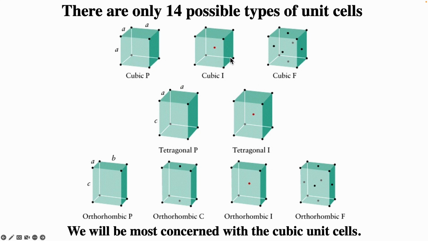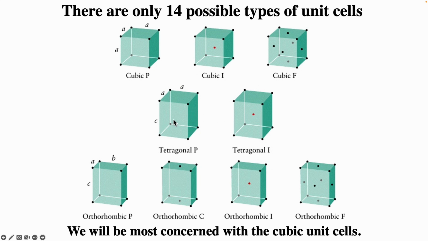This is body center cubic. You have a particle in each corner, then one in the center. And then face center cubic, you have particles on each of the corners, and then each of the faces. But again, each circle can be an atom, an ion, or a molecule. And so for the cubic unit cells, the edges all have exactly the same length, and the angles are always 90 degrees.